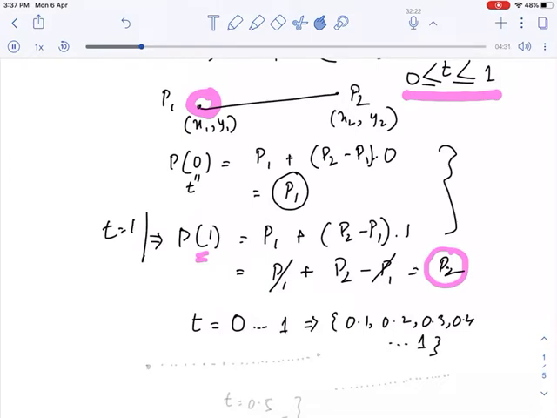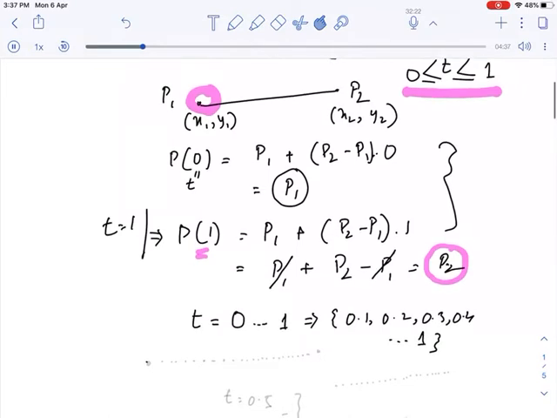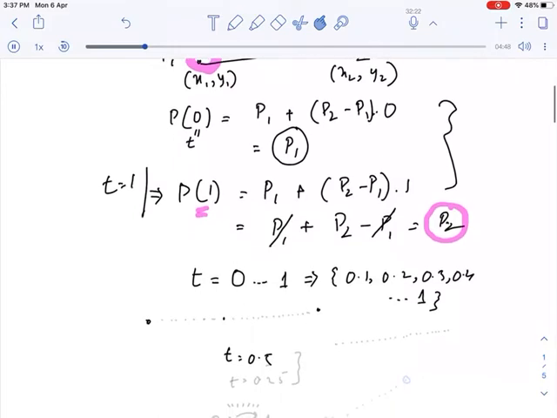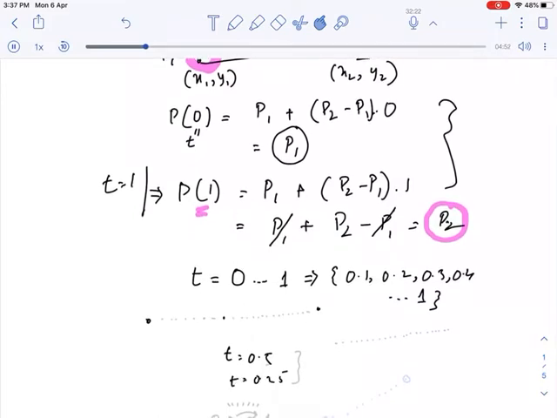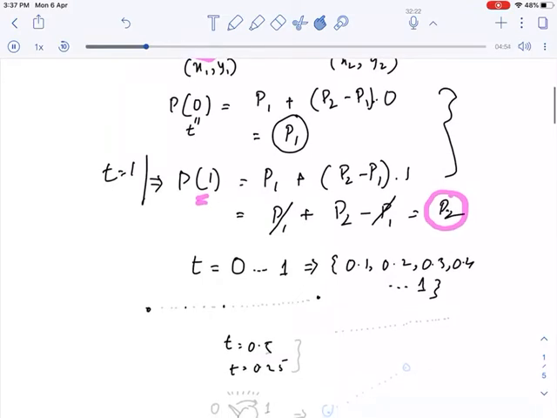That means if I consider from p1 to p2, when I am giving the value t equals to 0, I am getting the first point. When I am giving the value t equals to 1, I am getting the last point. If t equals to 0.5, I will get the middle point. If t equals to 0.25, I will get the point that is 1/4 distant away.